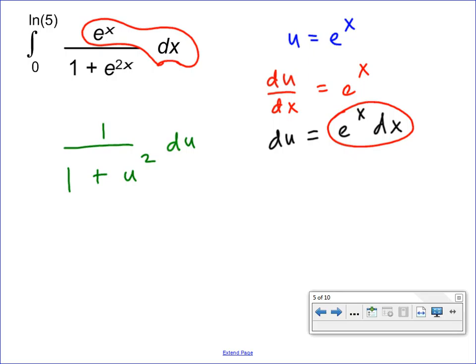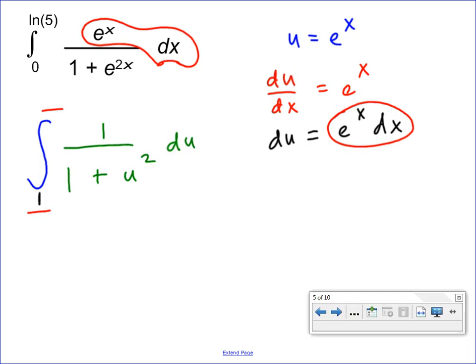So let's rewrite our integral symbol and consider our change of limits. What are our new limits going to be? Well, if we've let u be e to the x, then when x, my x values from the original, when x is 0, what is u? When x is 0, u is e to the 0, which is 1. Good job. So 1 is my lower limit in terms of u.